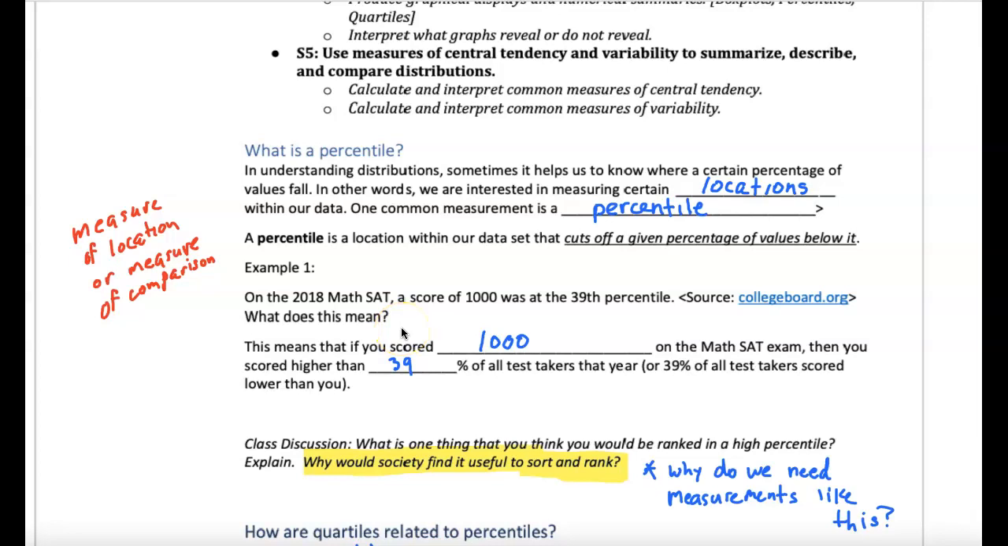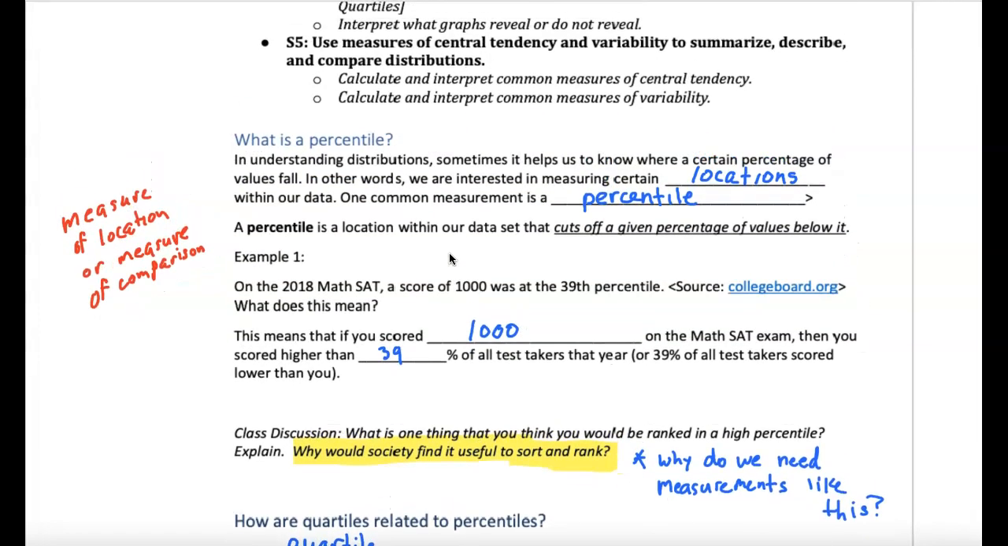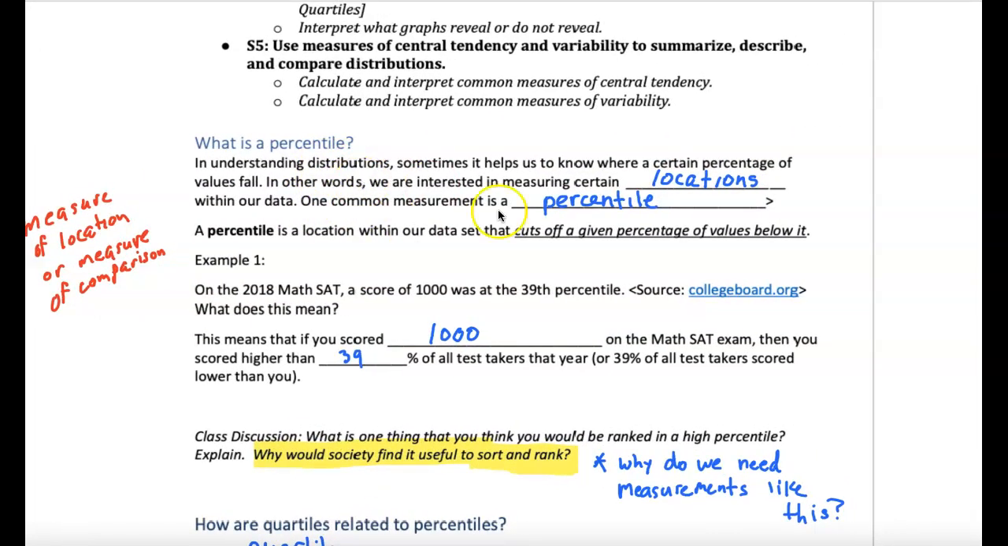A percentile, what I describe is it's a way we measure data, a measure of value within data. We call it a measure of location. Where is one data value inside of all of the data with respect to its percentage values below it or above it? And so we'll get to a definition. But again, this idea of a percentile is it's a location, right? It cuts off a certain given percentage of values below it.